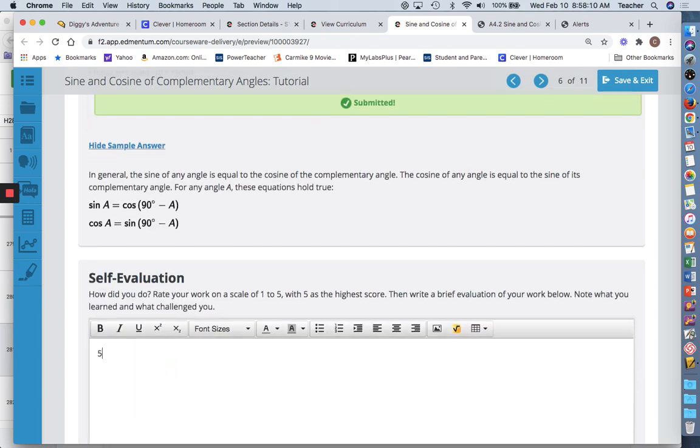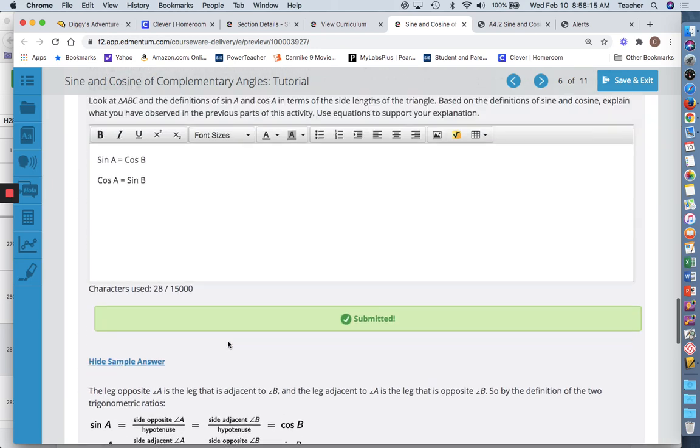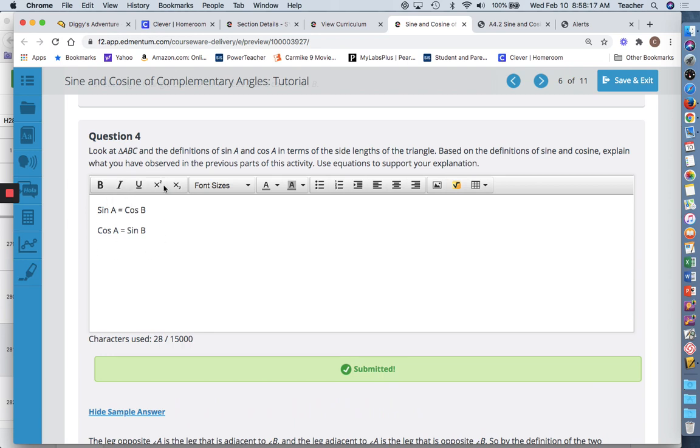All right, there's my self-evaluation. The takeaway from this is really this right here. Sine of A and cosine of B are the same. Cosine of A and sine of B are the same. I've seen this on standardized tests before, and this is a really good thing to have for the ACT because you know they're going to be the same. All right, this is 6 out of 11, so that might be the only one we're going to find on the sine and cosine of complementary angles. So there we go.